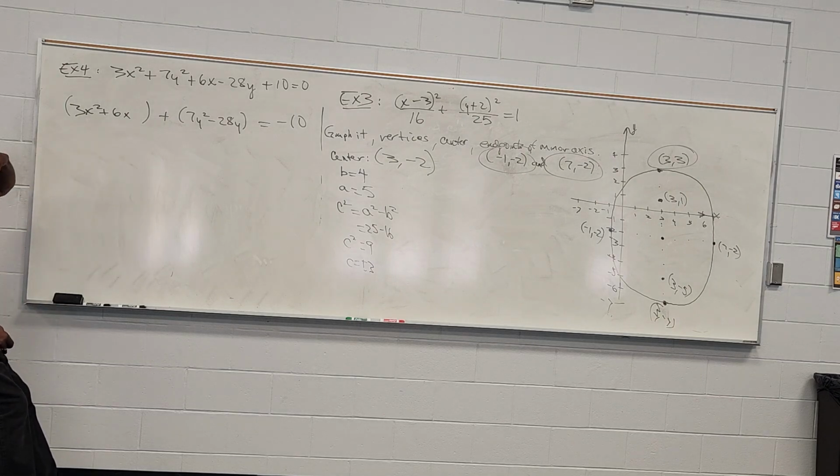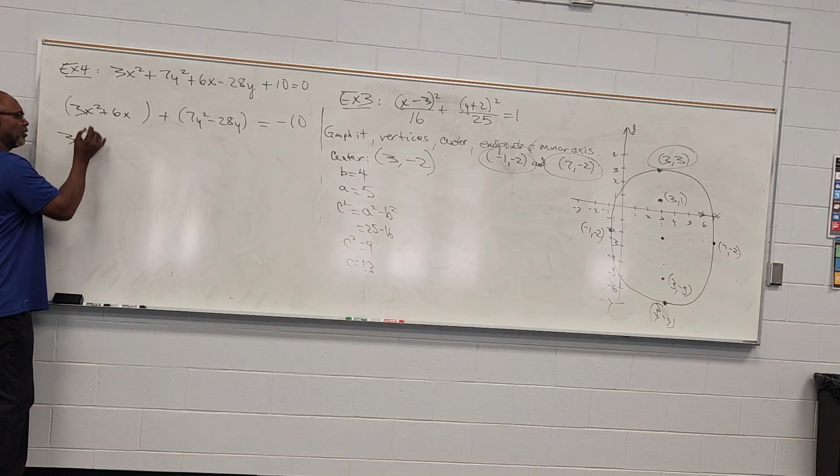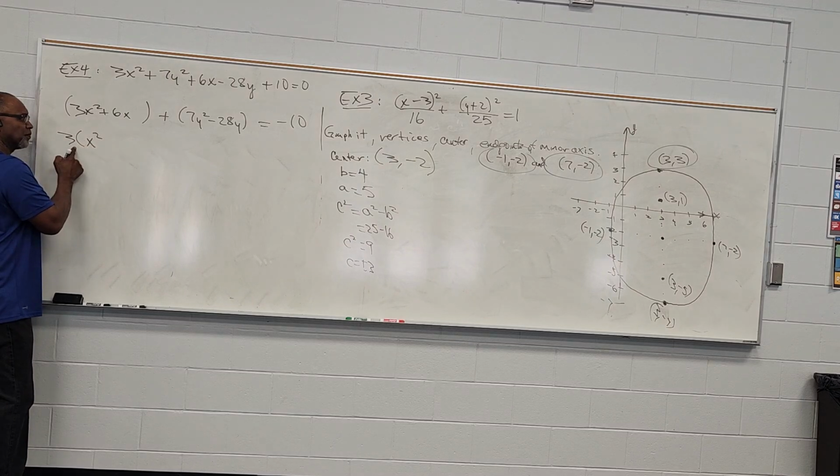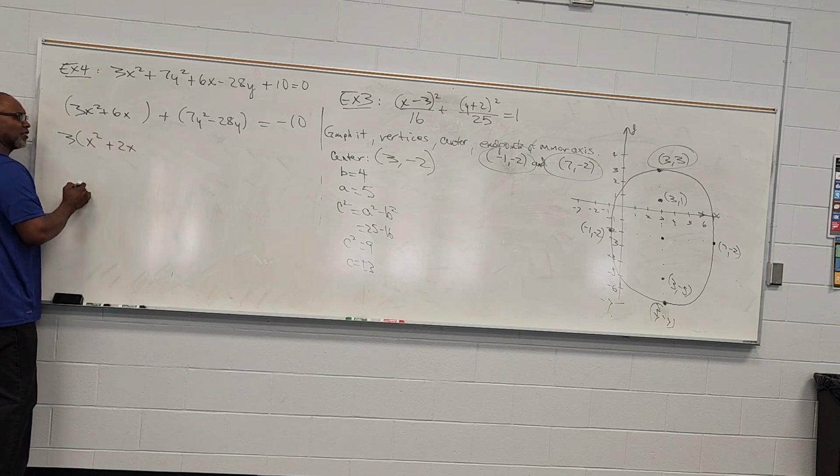What I want to do is try to complete the square on both the x and the y terms first. To complete the square, I need a 1 in front of x squared, so I'm going to factor out a 3. 3 times x squared makes 3x squared, and 3 times a positive 2x would make a positive 6x, right?